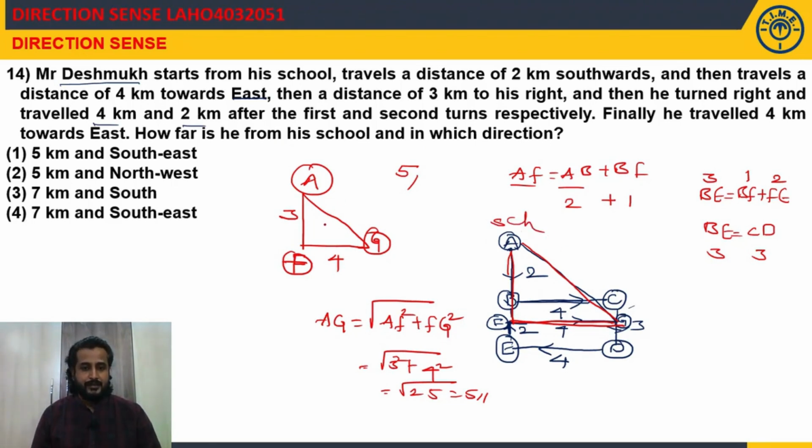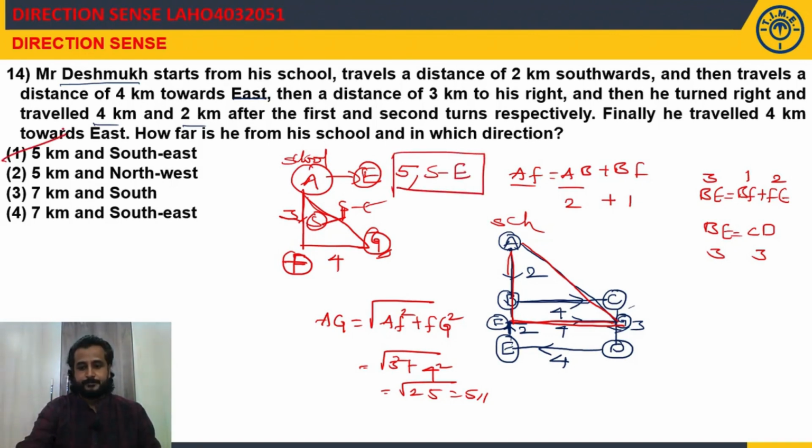So this is a line. A is the base for us. School. So he is at point G. So which direction is it? Slant line moving downwards and right hand side. Cross check it. It is east, it is south. So this is between south and east. So this is southeast. So 5 southeast will be my answer. 5 kilometers southeast. Choice 1. Please note it down.